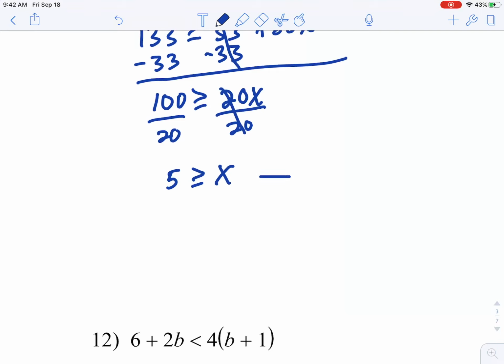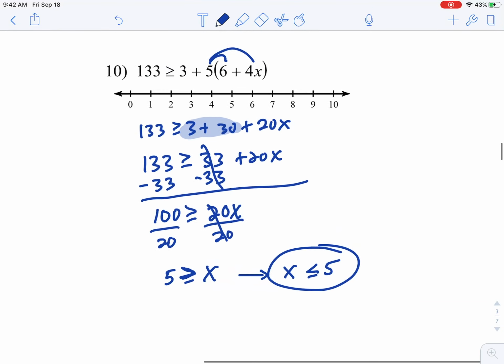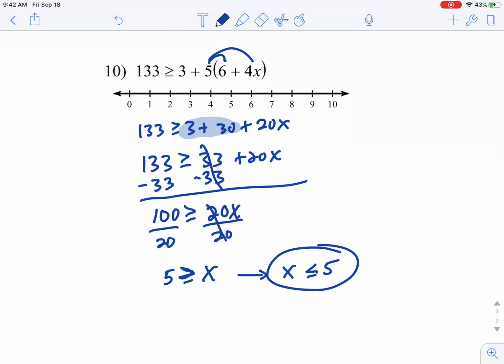But again, if you rewrite the problem with the variable on the left, that's a little bit preferable. This time the mouth is eating the 5, so I need to go like this. X is less than or equal to 5. So 5 is sometimes called a critical number. It's like your starting point, like I've said before. I'm going to do a dot on 5.